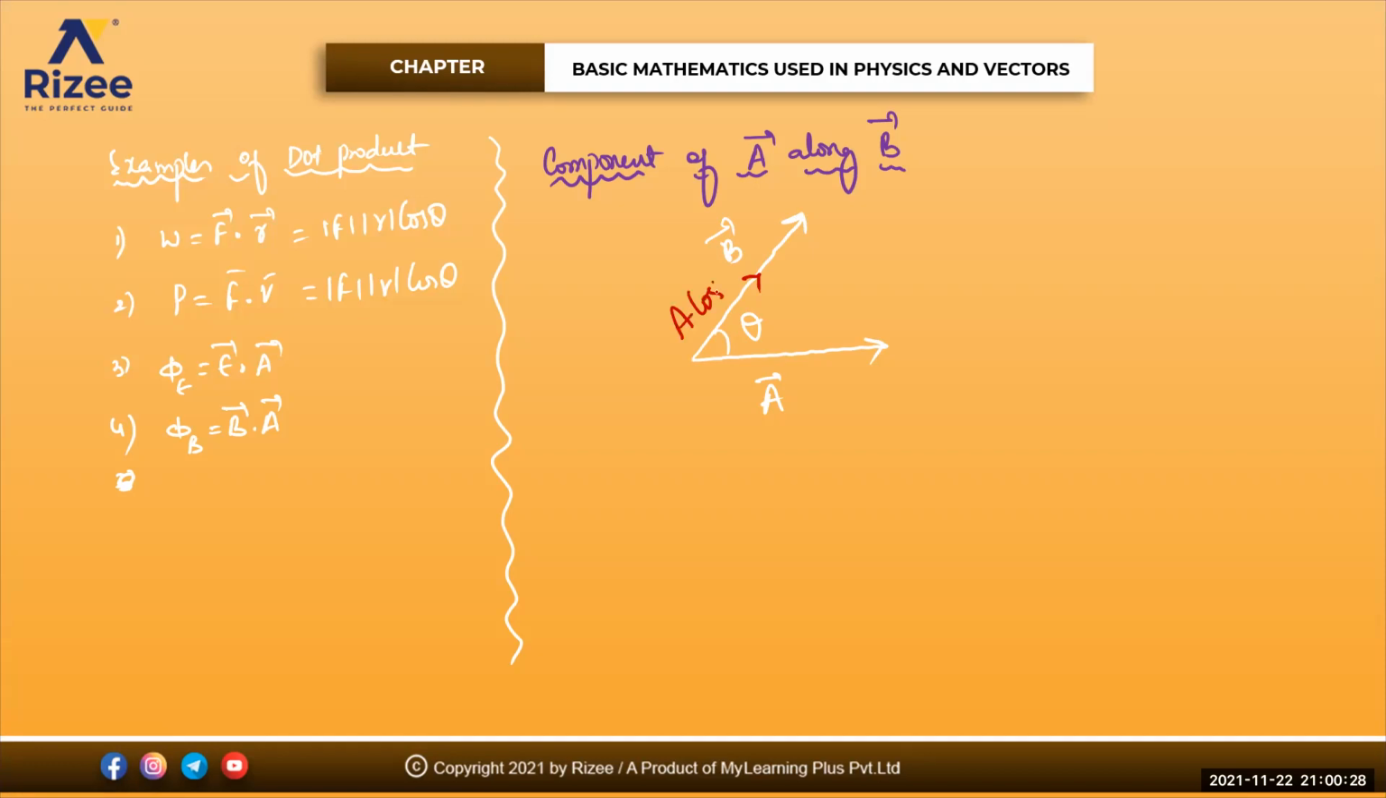Here it will be your A cos theta. I told you, wherever is theta, that side will be your cos theta. That means component of A on B is what? A cos theta, isn't it? So that is called as what? Scalar component. Scalar component of A bar along B bar is A cos theta. This is the answer. Therefore, A cos theta will be equal to magnitude of your A bar into cos theta.